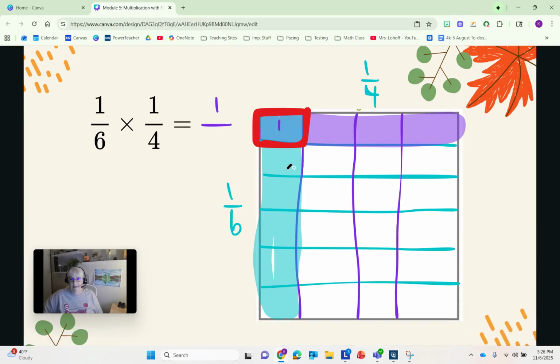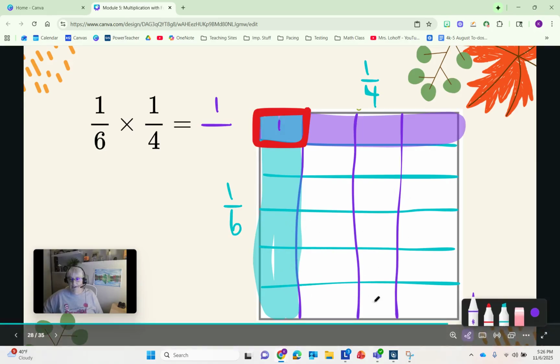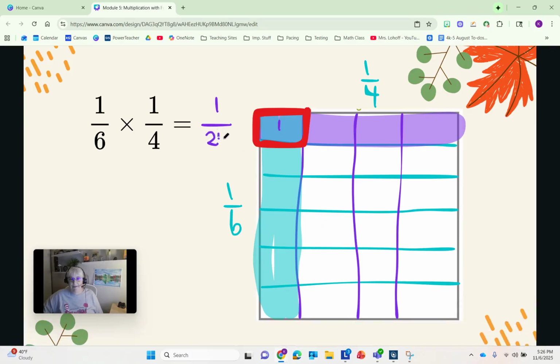Well, if I count all of the boxes, 1, 2, 3, 4, 5, 6, 7, 8, 9, 10, 11, 12, 13, 14, 15, 16, 17, 18, 19, 20, 21, 22, 23, 24. And if you remember, anytime you have a fraction with 1 at the top, it cannot be reduced. So 1/24 is the answer.